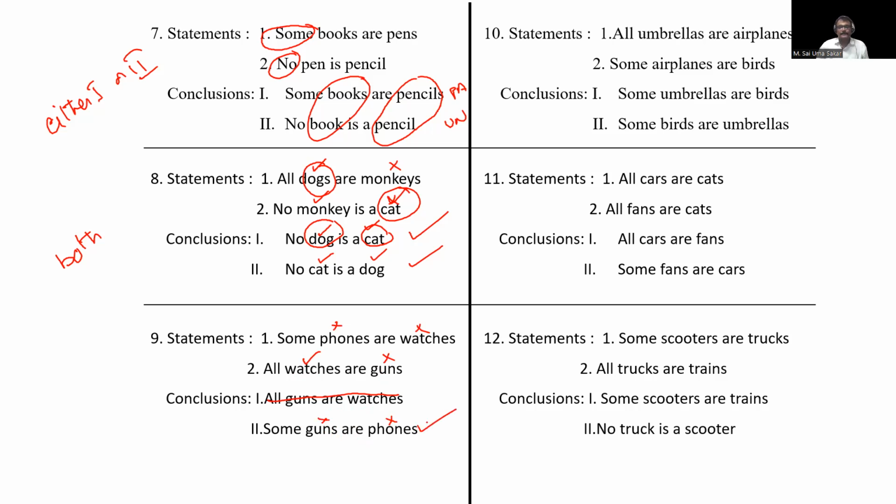Why? Because if any term is distributed in the conclusion, the term must be distributed in the statement. Here both terms are not distributed. So that is a valid conclusion. So what is the answer? Answer is only 2.